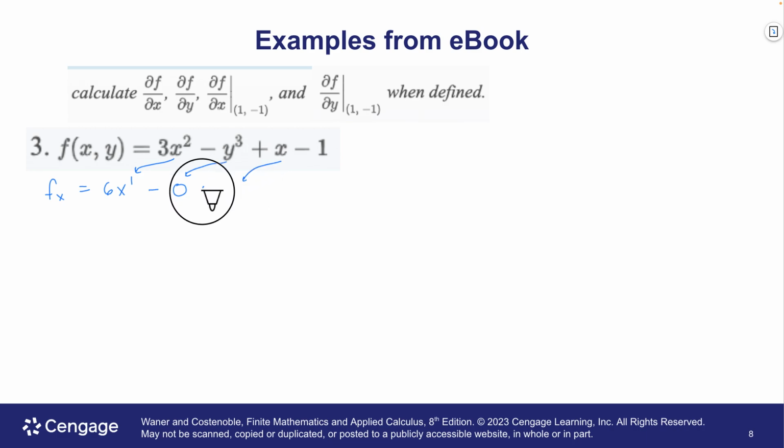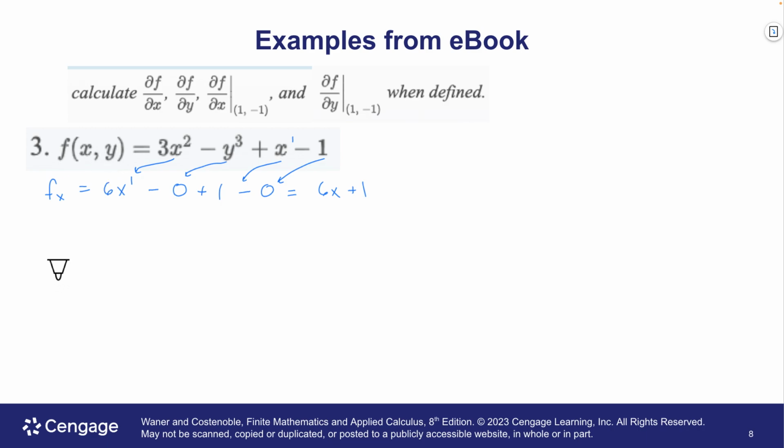For the next term, we take its derivative. Derivative of x, the 1 comes down, subtract 1 from the exponent, you get x to the 0, which is 1. So the derivative of just x is 1. And finally, this last one is already a constant. The derivative of 1 as a constant is 0. To simplify this a bit, we get 6x plus 1. That's the partial derivative with respect to x.